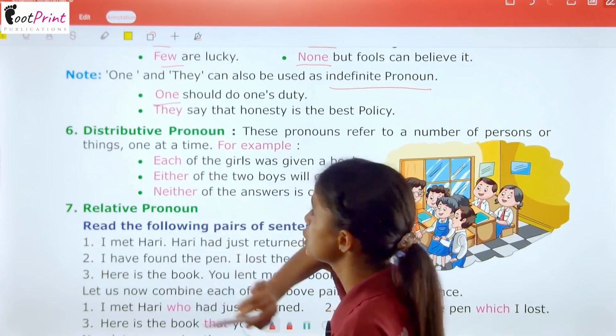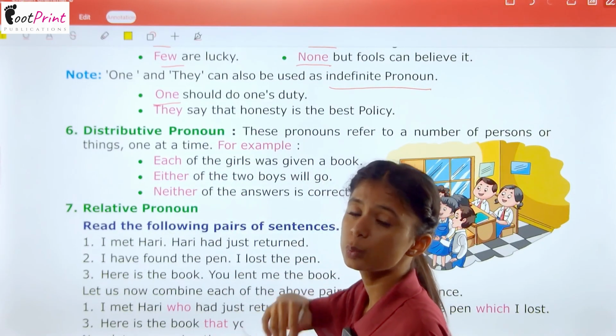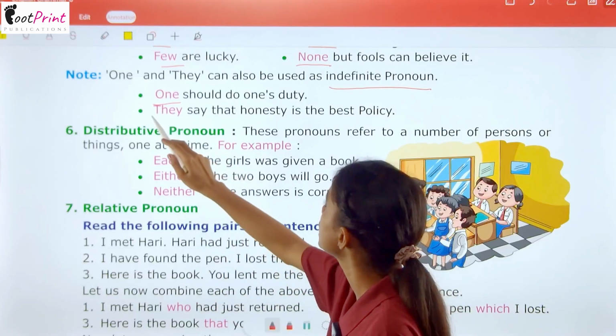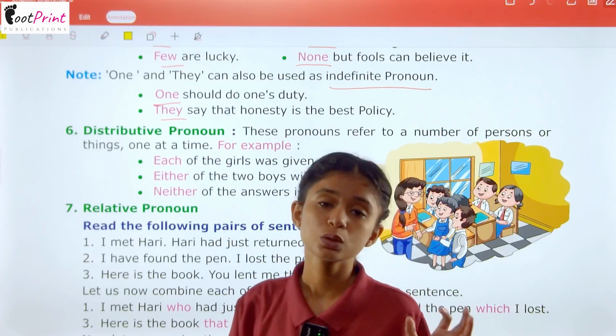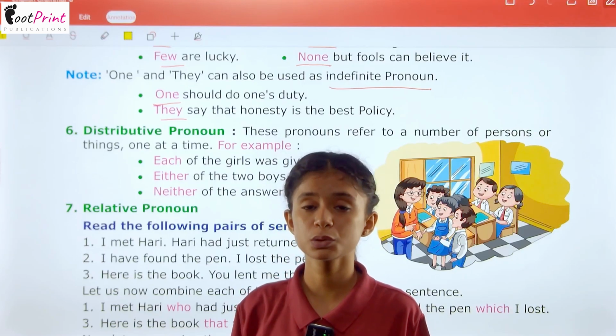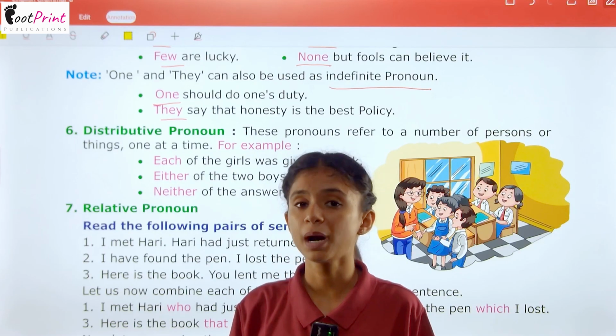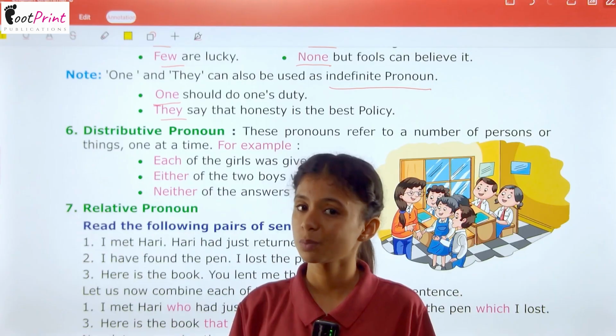One should do one's duty. We are not pointing towards a specific person. They say that honesty is the best policy. So we are not talking about a particular person or a particular group, but we are talking about someone. Okay.